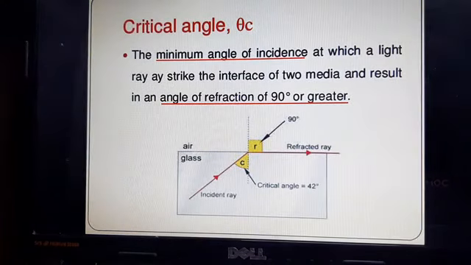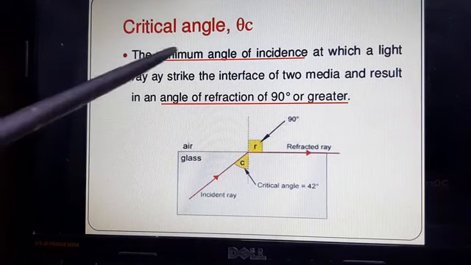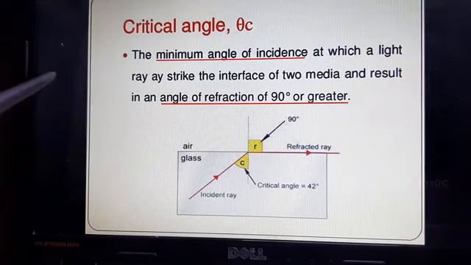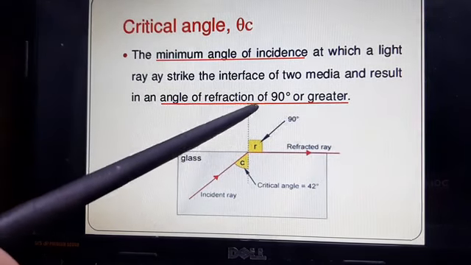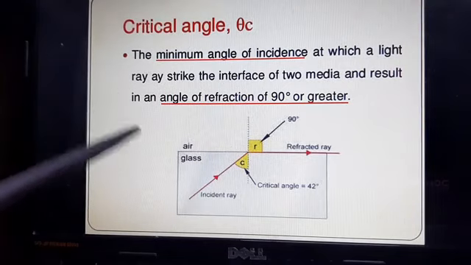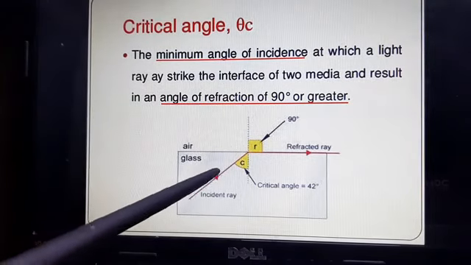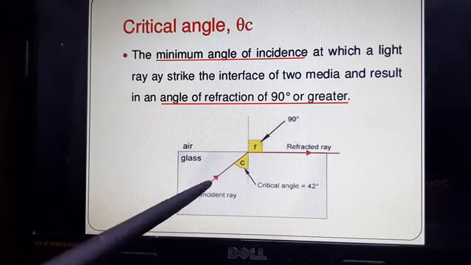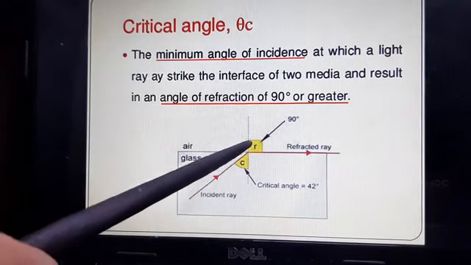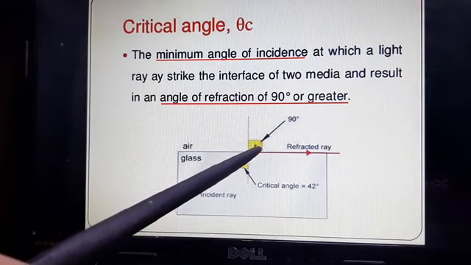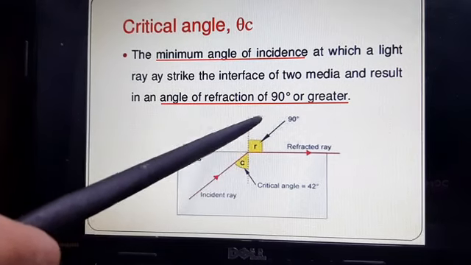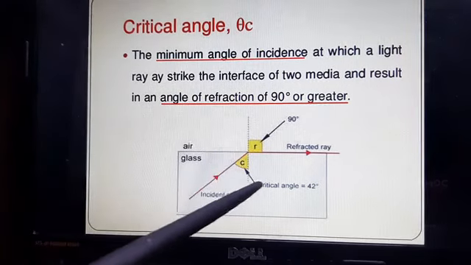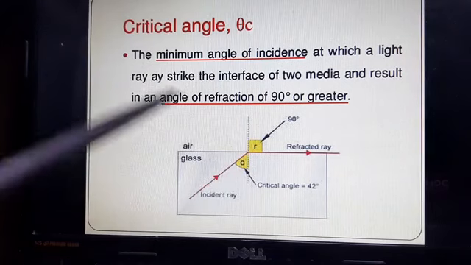Now what is critical angle? As you know, in the lower classes you have studied, it is the minimum angle of incidence at which the angle of refraction is 90 degree or greater. You can observe there that this is the critical angle C. It is the angle of incidence and this is the angle of refraction. So it may be 90 or more than 90. For glass, this angle is 42 degree.